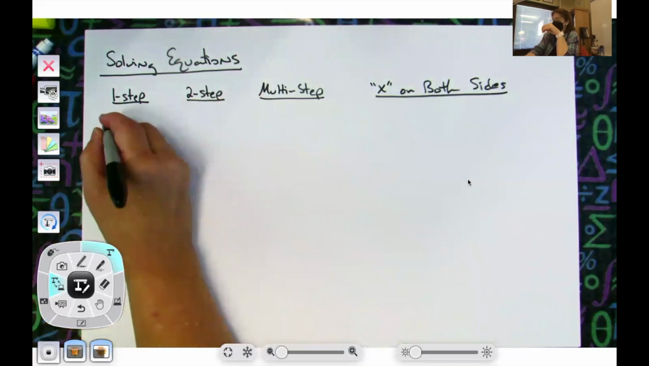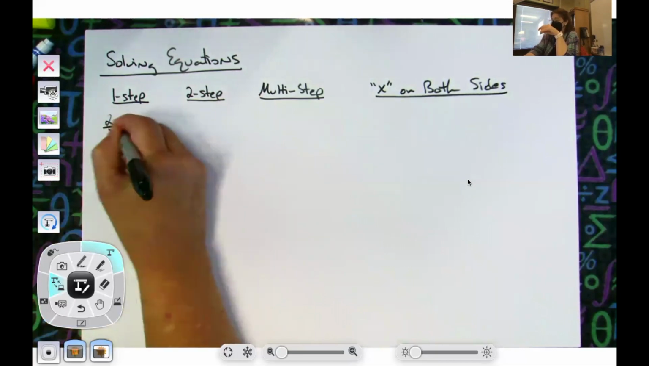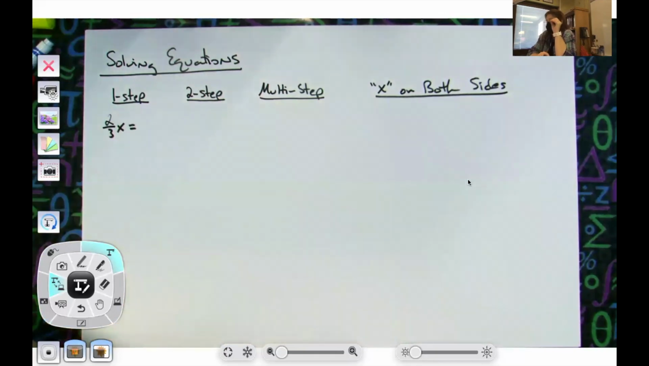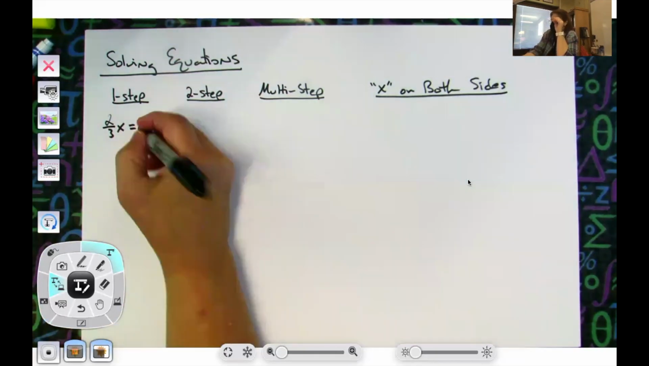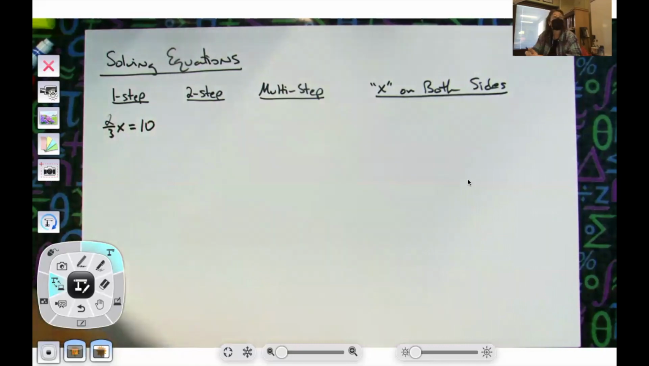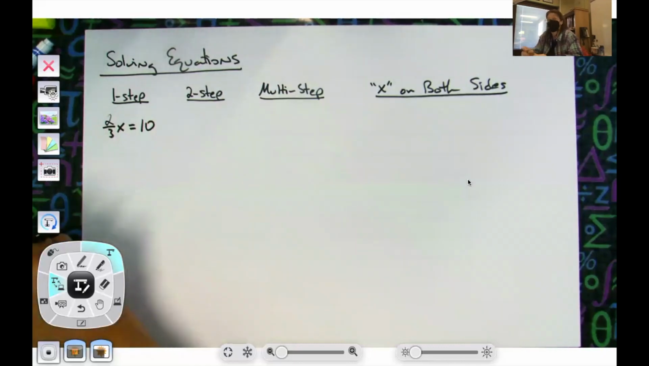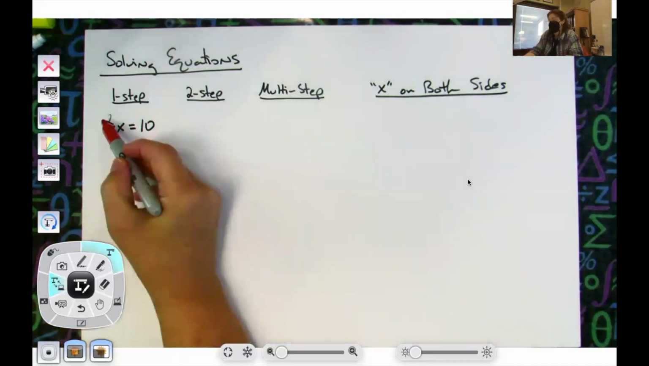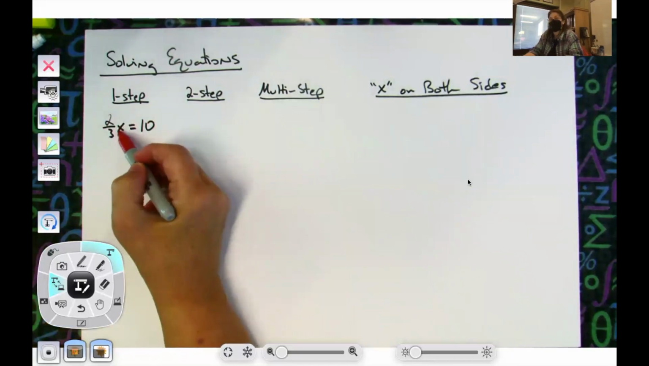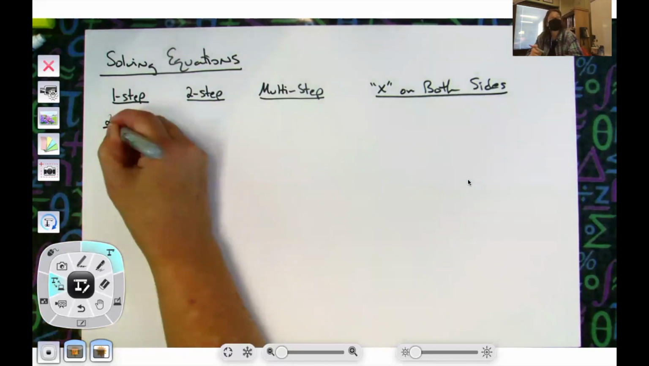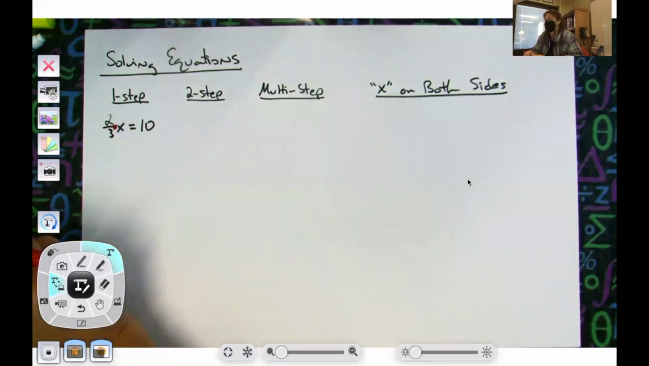How about if I did 2/3 x equals, I don't know, let's say 10. Okay, 2/3 x equals 10. That's a one-step equation. I want you to work it as a one-step equation. The 2/3 squished up against that x means multiply, right? So right there, we're seeing multiplication, but the opposite of multiply is divide. So I need to divide by 2/3, right? But that's kind of nasty.